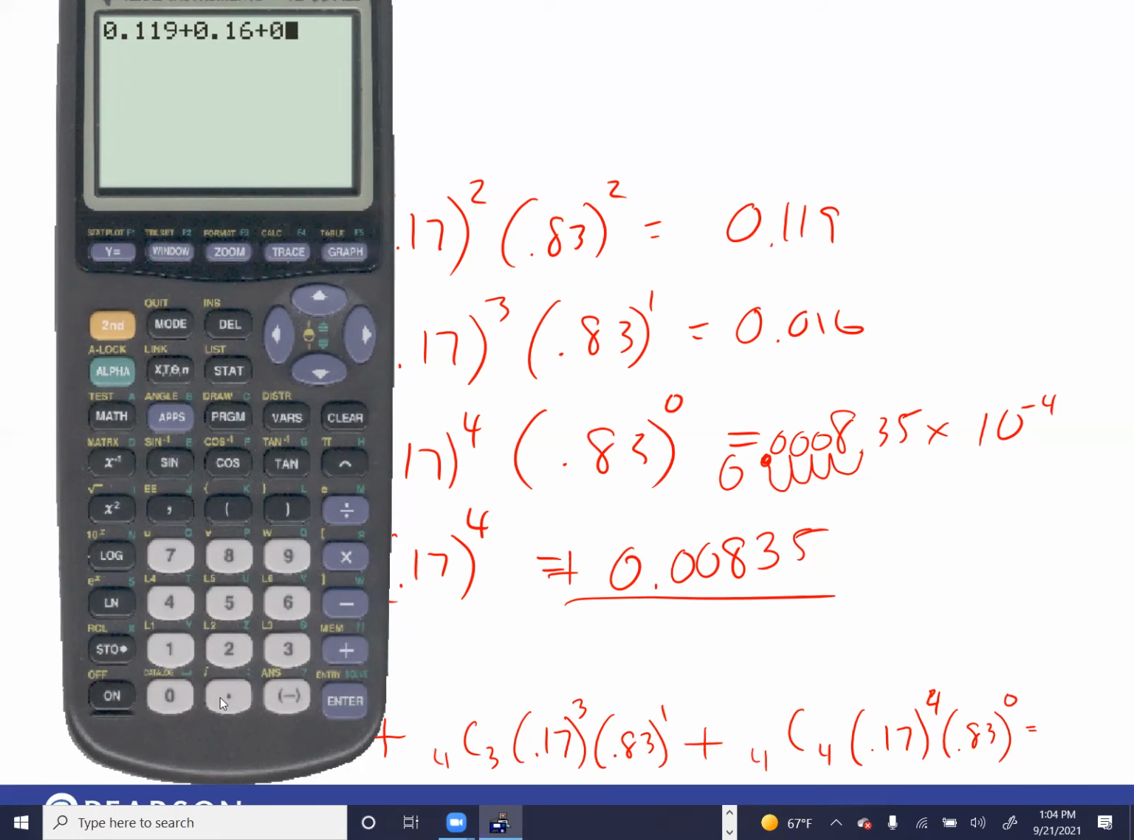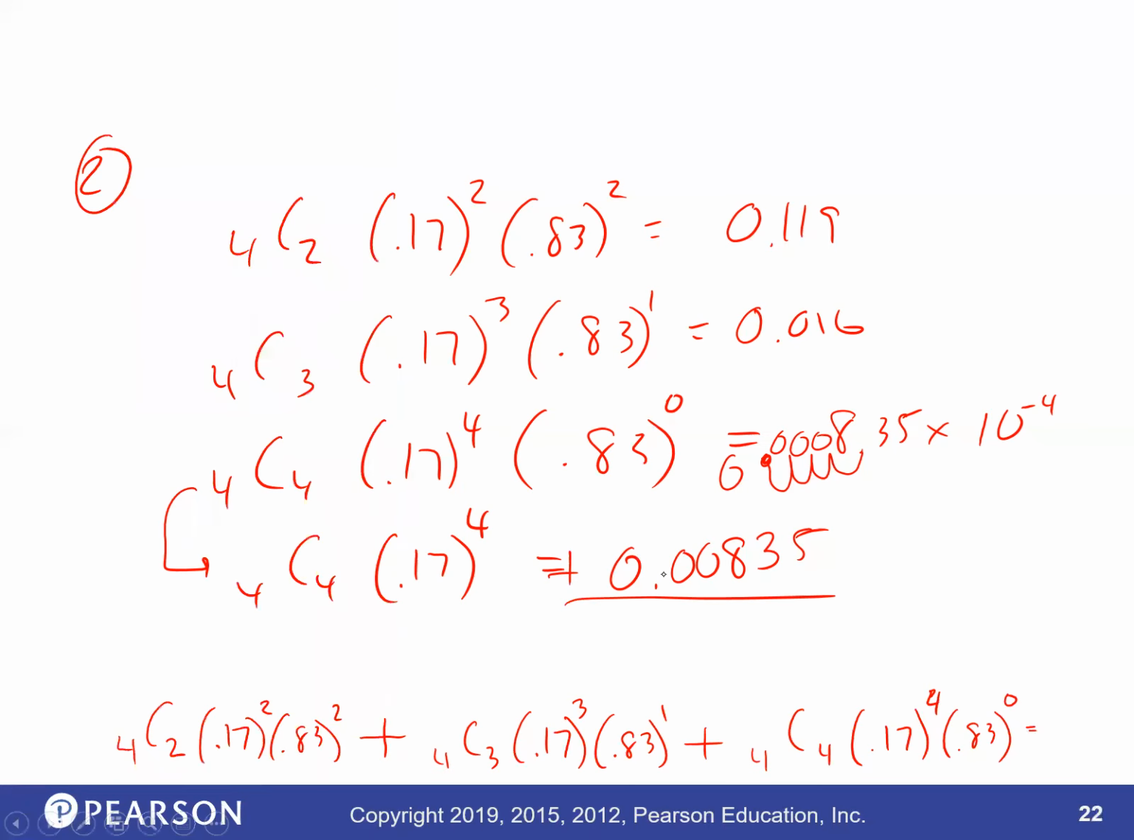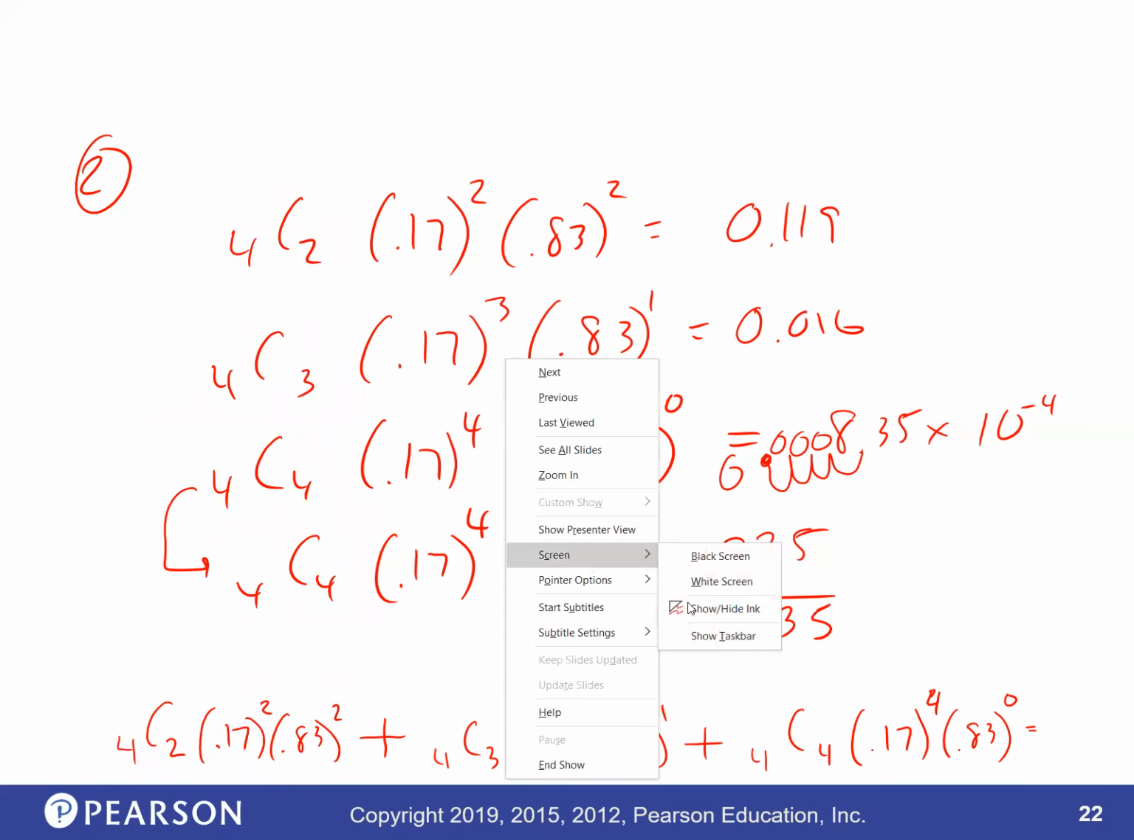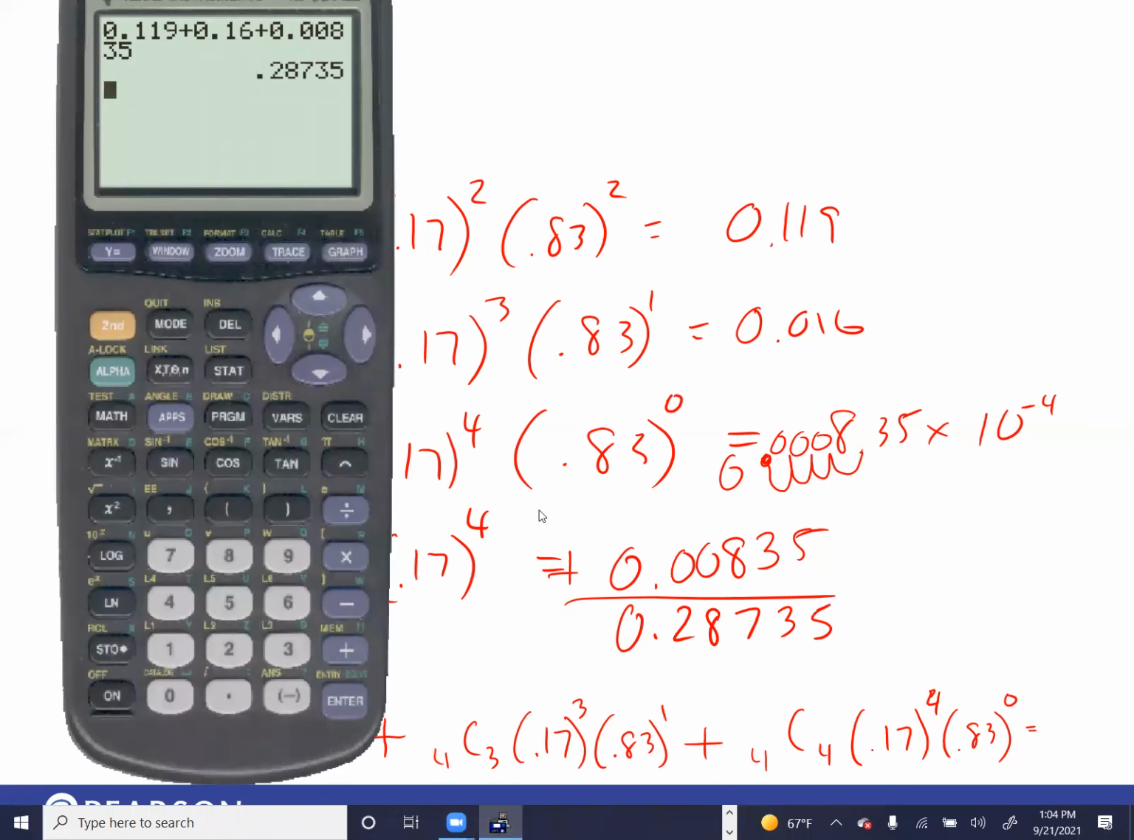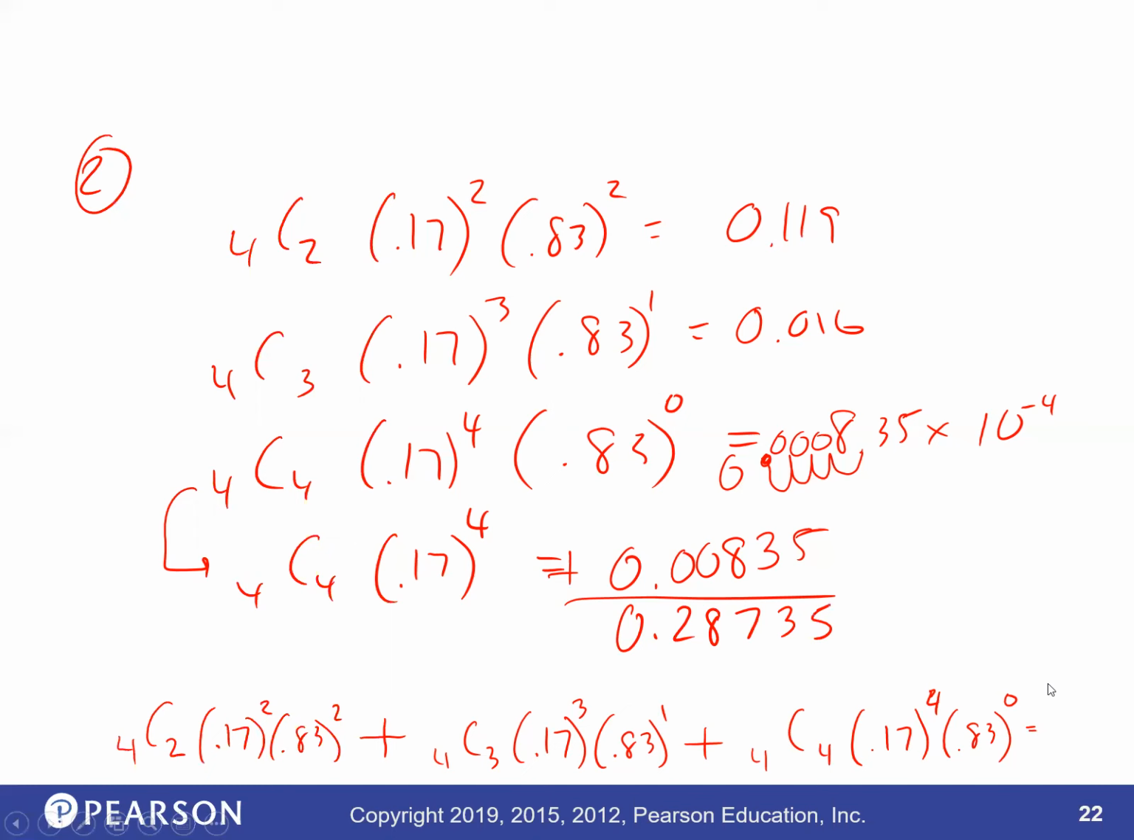0.16 plus 0. Okay, this is me adding up this one right here, so 0.28735. So doing the long equation one, I got 0.1366. And then adding them all together, I also got 0.136.